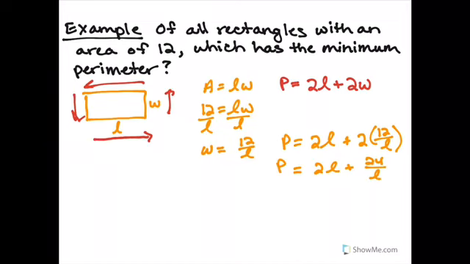All right, so we want to take a derivative of this because we're trying to optimize it. So P prime is going to be 2. Now, this is 24L to the negative 1, right? That's what 24 over L is. So a negative 1 comes out front, and we get L to the negative 2, or 24 over L squared. So we set that equal to 0 to find our critical points.